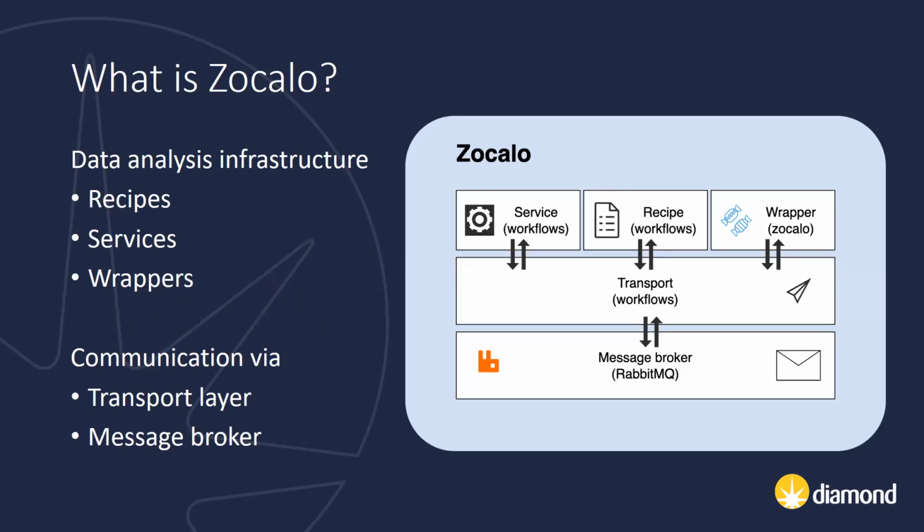So first of all, what is Zocalo? As I mentioned, Zocalo is basically behind all of the data analysis infrastructure at Diamond. It's made up of various components that we call services and wrappers, and they're tied together by recipes, and they communicate with each other via the transport layer, which is an abstraction on top of a message broker, such as RabbitMQ, which we now use, as I will mention shortly.